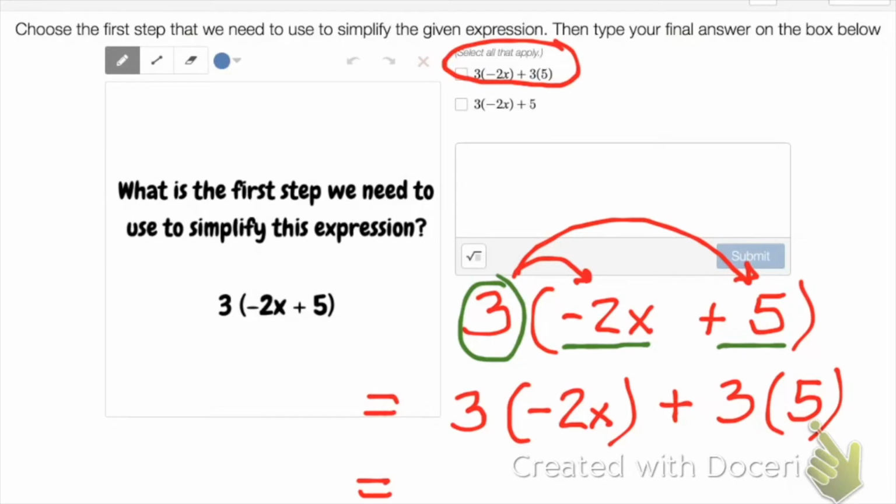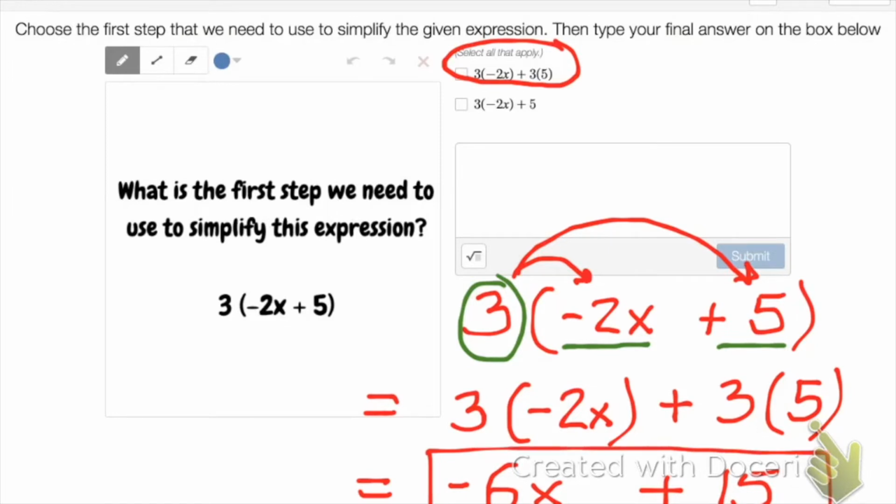3 times negative 2x, we know that's going to be a negative answer, negative 6x. 3 times 5 equals 15. So the final answer is negative 6x plus 15.